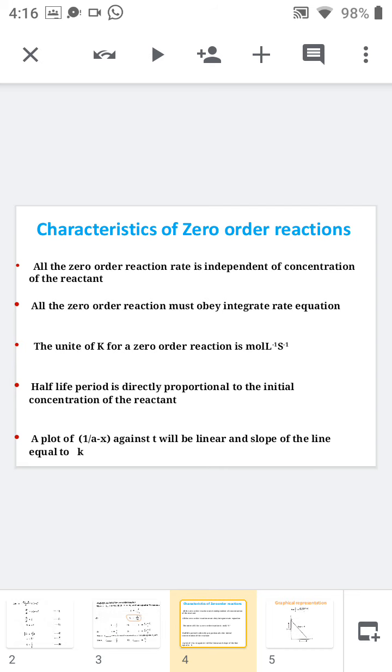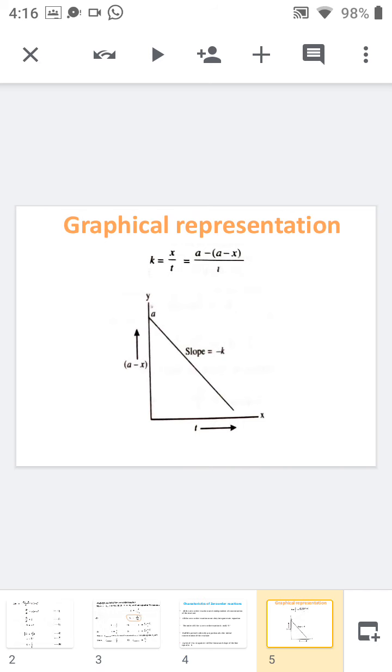Then how will we plot the graph of the zero order reaction? For plotting the graph, first of all we should write the rate expression for the zero order reaction. K is equal to x by t. So instead of x we can write a minus x. We know the equation for a straight line is y is equal to mx plus c. Comparing this equation to the straight line, the x coordinate is t and the y coordinate is a minus x, the slope is minus k and the intercept is a.